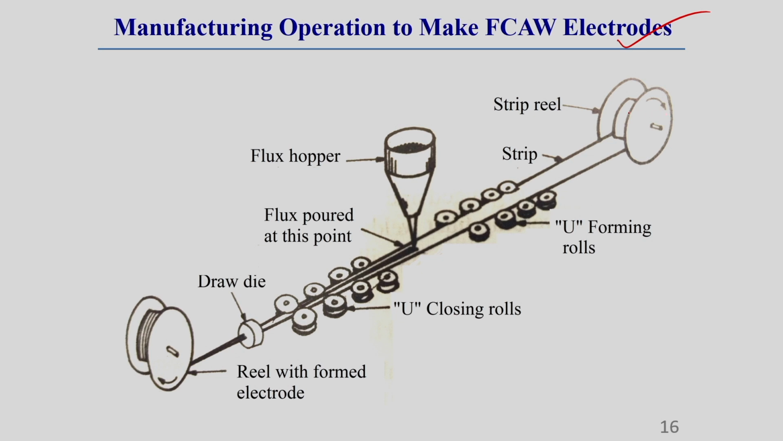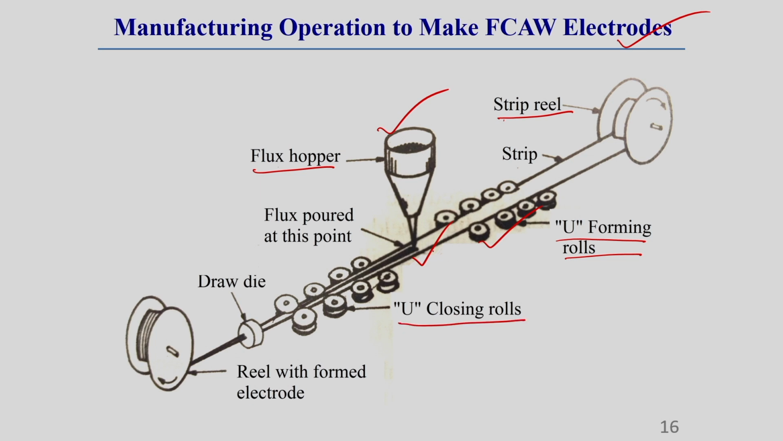First of all, there is a strip reel which winds the strip. This strip means a thin sheet of metal. From this reel, the strip comes out and passes through a roller system. This roller system is called the U-forming roller system. That means this flat strip is converted to U-form. After that there is a flux hopper which contains the powder of the flux and alloying element if required. This system provides the flux into the U-shaped strip.